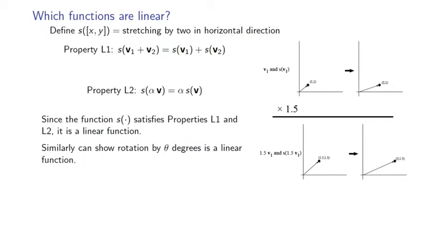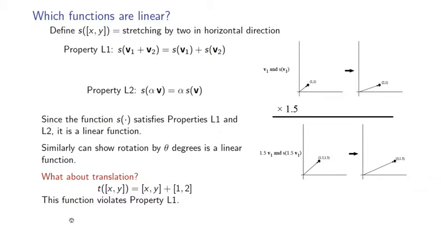You can similarly show that rotation by theta degrees is a linear function. What about the translation function? We'll see that this function violates property L2 of linear functions. For example, let's plug in the vector 4, 5 for v1 and 2, -1 for v2. The sum of these two vectors is 6, 4. Translating that by adding 1, 2 gives us 7, 6.